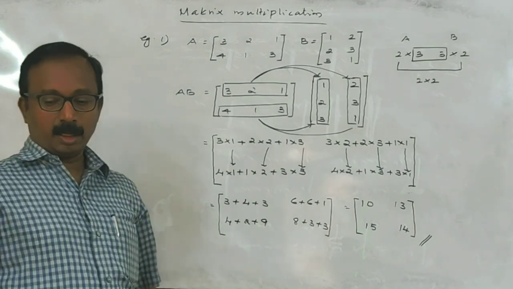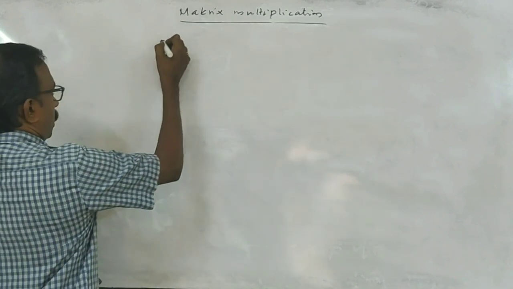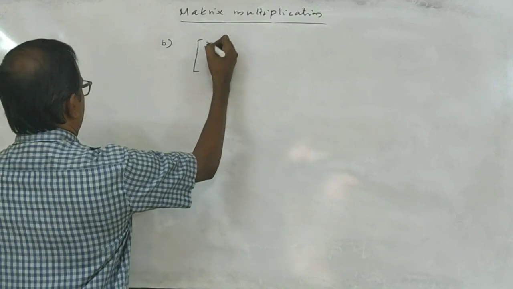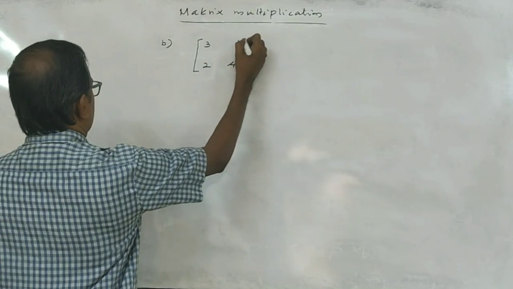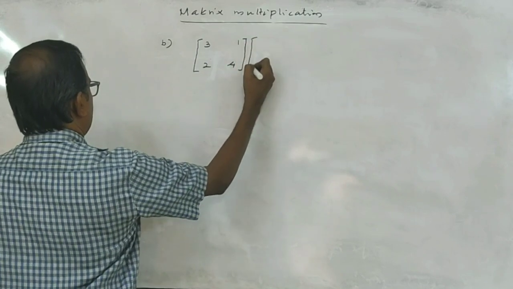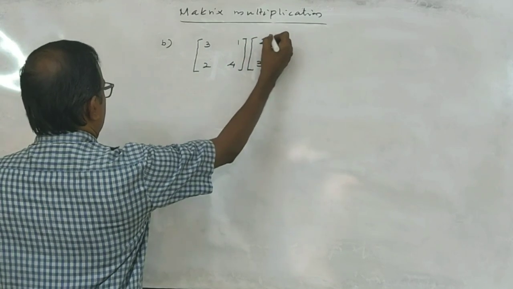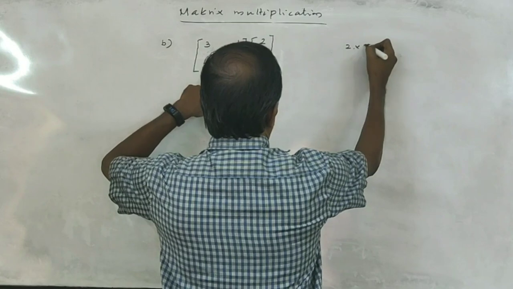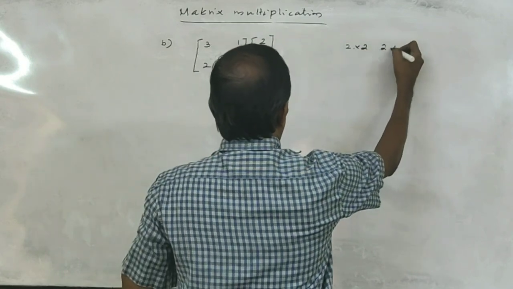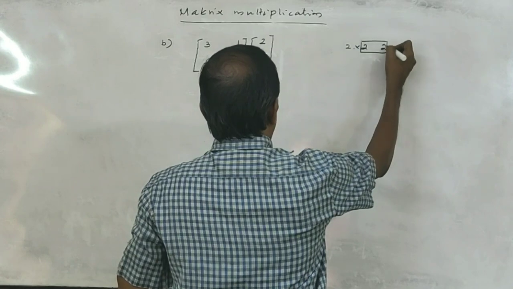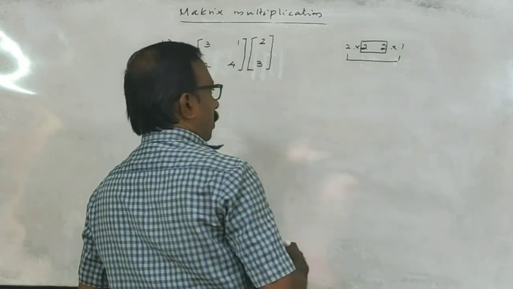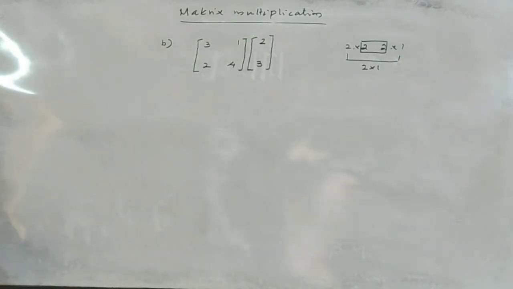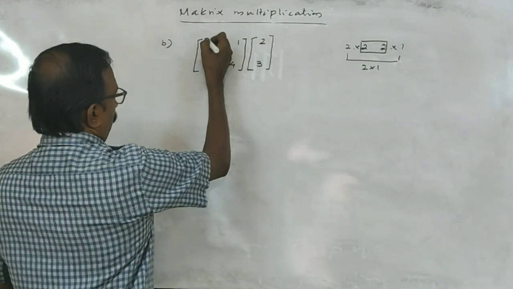Now let me take another example. Another question is 3, 1, 2, 4, and 2, 3. Here, the first matrix is of order 2 by 2. The second matrix is of order 2 by 1. So multiplication is possible, and the product matrix is of order 2 by 1, and it has 2 rows and 1 column. Now how to multiply?